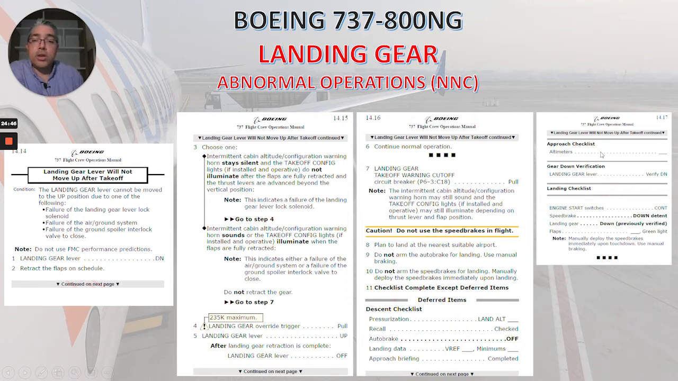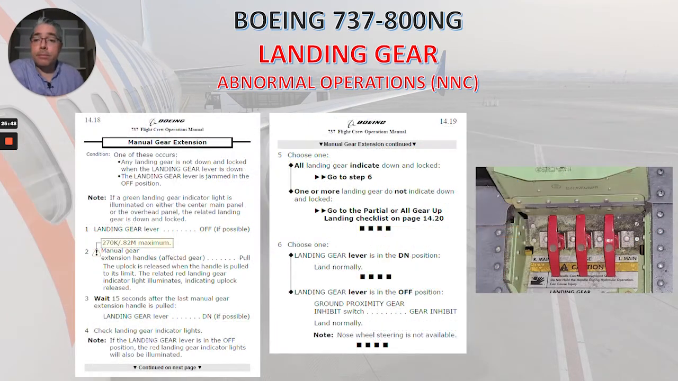We'll complete approach checklist, gear down verification, landing gear lever verify down, landing checklist, speed brake down detent, landing gear down previously verified. Note, manually deploy the speed brakes immediately upon touchdown. Use manual braking. And that's the end of the checklist.